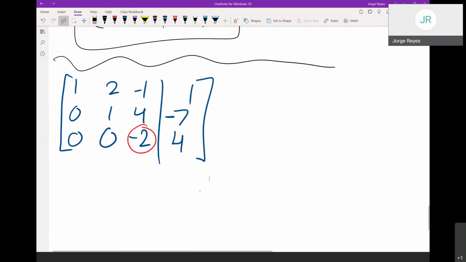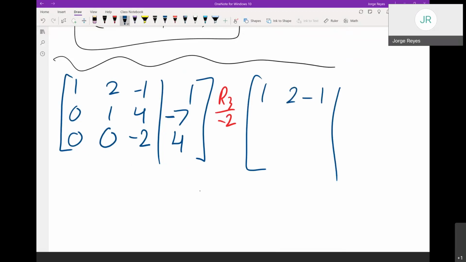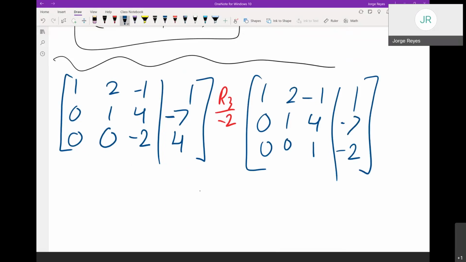All right, so I'm here. I want to do reduced row echelon form. So that means I definitely do need to divide row 3 by -2. Okay. So 2, -1, 1, 0, 1, 4, -7, 0, 0. This is gonna get me 1, -2. Okay, now my mission is, right, I need these to be 0.